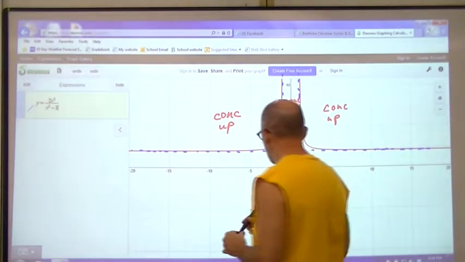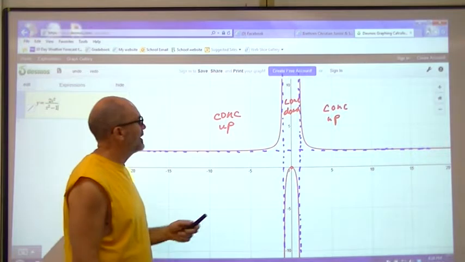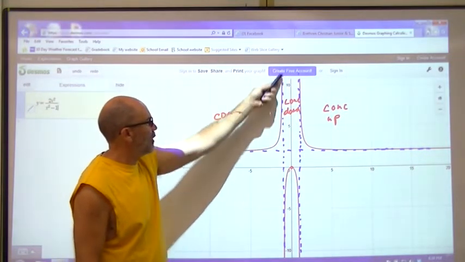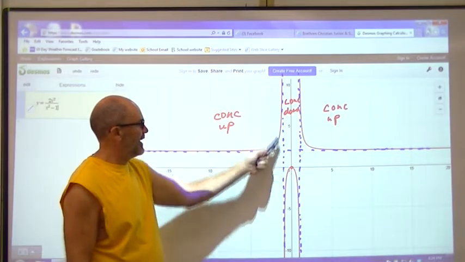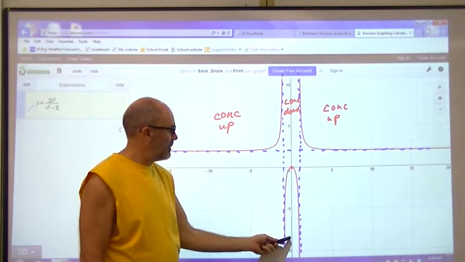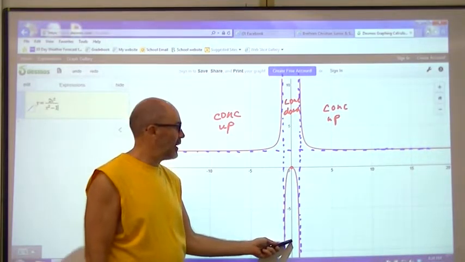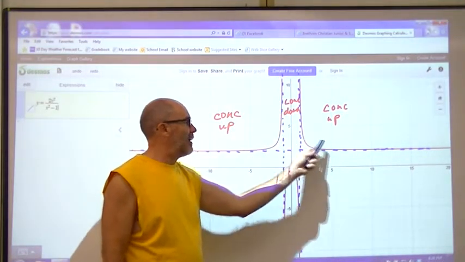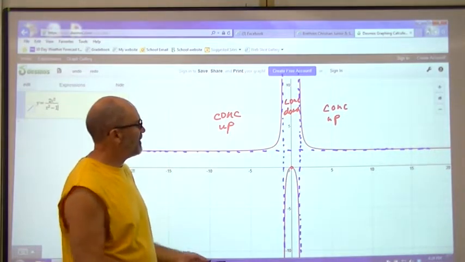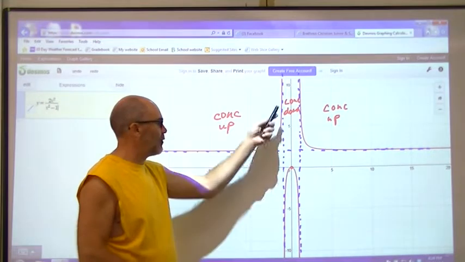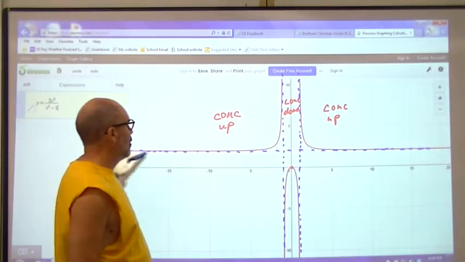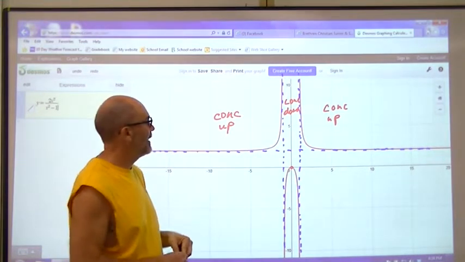Now, notice the curve is concave up until we get to our asymptote here at x equals negative 1. It's concave down in between negative 1 and positive 1, and it's concave up between 1 and infinity. It's defined everywhere except at negative 1 and positive 1. It has horizontal asymptotes at y equals 2.